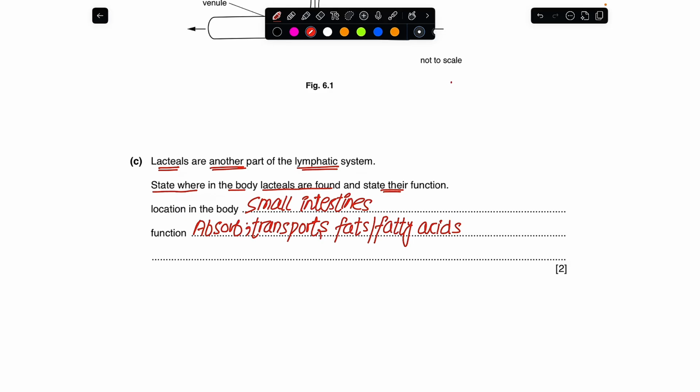And we know, as I have been doing it from the very beginning, that at the center of the villi, we have got this specialized lymphatic vessel whose name is lacteal. And the role of these lacteals is that whatever the products of the fat digestion we have got, that includes the fatty acids and the glycerol, they would be absorbed by this and it also carries them around the body. So for 2 marks, the location is very simple. They are available within the villi of the small intestines. And the function of that would be to absorb and transport the fats or the fatty acids.